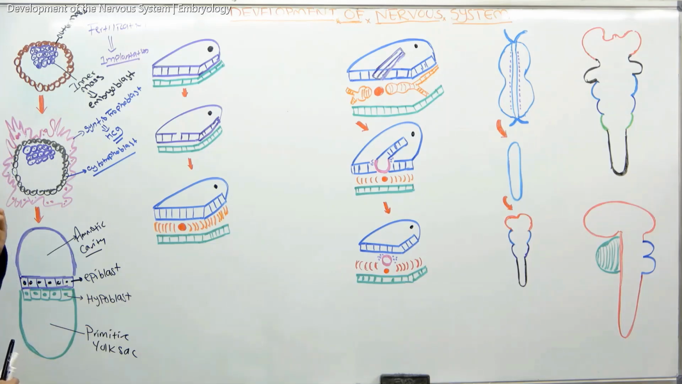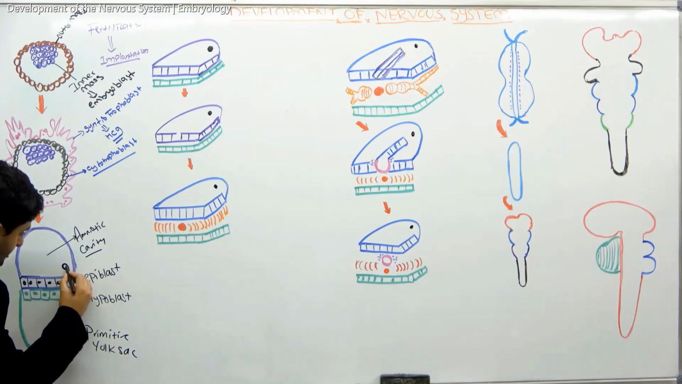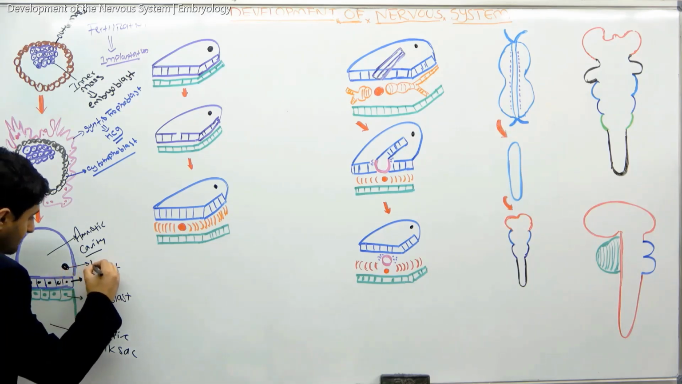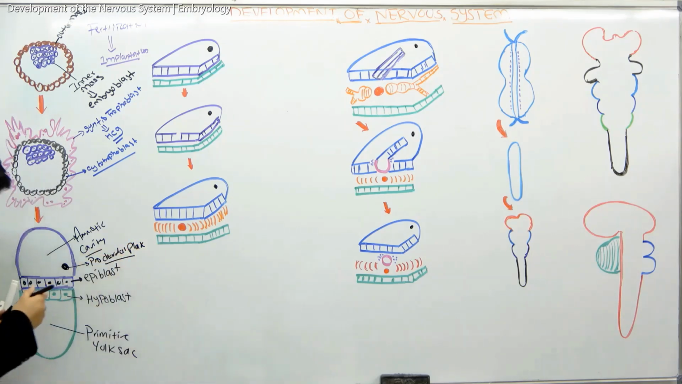One more thing you should know is that in the second week of development, some of these cells from the hypoblast start migrating upwards. They were cuboidal, they became columnar, and they fuse with these epiblast cells, which are already columnar. When they fuse, they make a thickening or circular structure, right here. This circular structure is called the prochordal plate. All right, and it's really important.